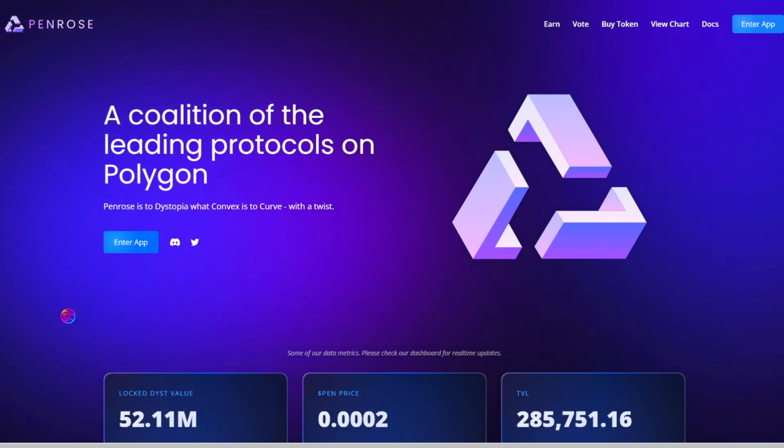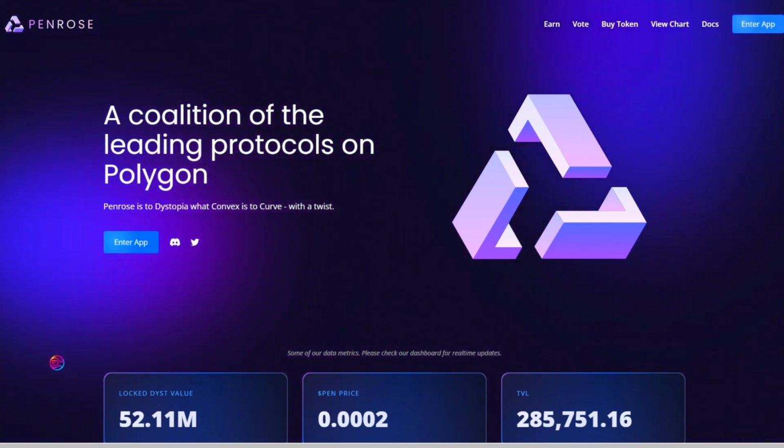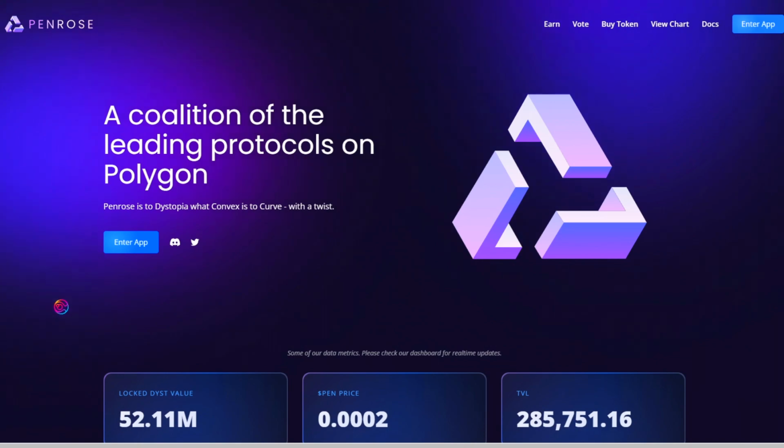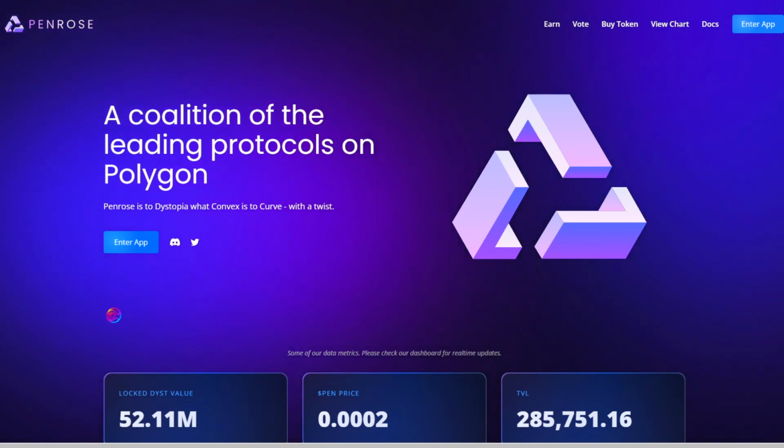I wanted to touch briefly on Penrose and Unknown as well. The Dystopia and Cone teams are working on their V2, and only when these are live can we work to improve Penrose and Unknown, since they are built on top of Dystopia and Cone. But both Penrose and Unknown remain part of the Sphere ecosystem.